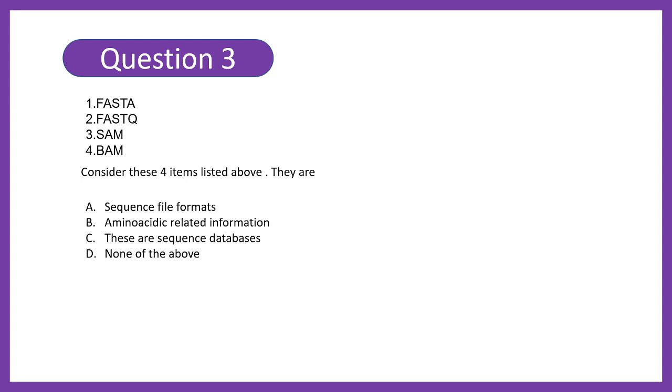Question 3 says, FASTA, FASTQ, SAM, BAM, consider the 4 terms listed above. They are sequence file formats, amino acid related information, sequence databases, or none of the above. So if you get me correct, this particular question is based on sequence formats that are used in several databases. All of these names are actually defining some kind of sequence file format. FASTA is a very well known sequence format that everybody uses, in all the databases. In fact, in the database you give the FASTA format, so this is very common.